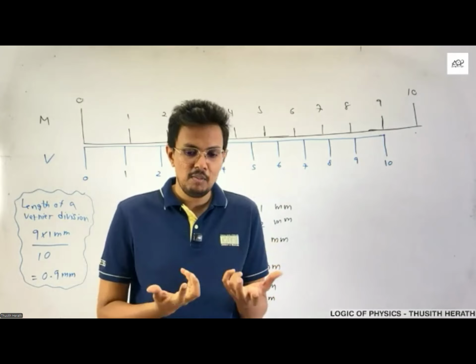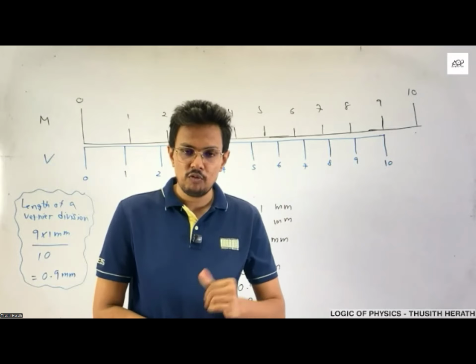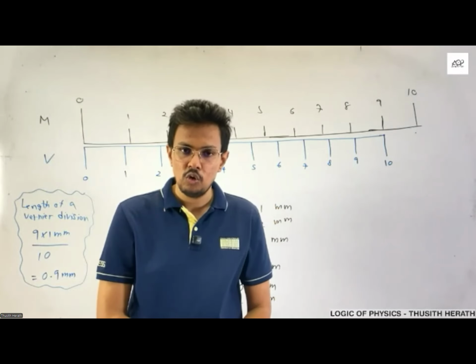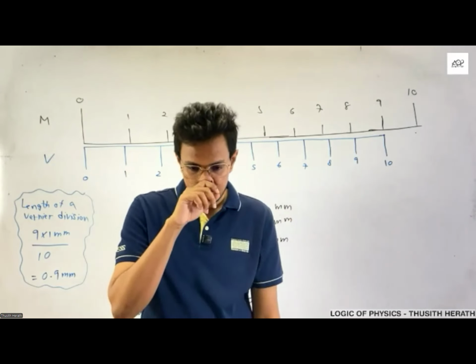Least count is the minimum amount that can be measured. The minimum amount that can be measured from this instrument is 0.1 millimeters. So the least count should be 0.1 millimeters. Got the point?